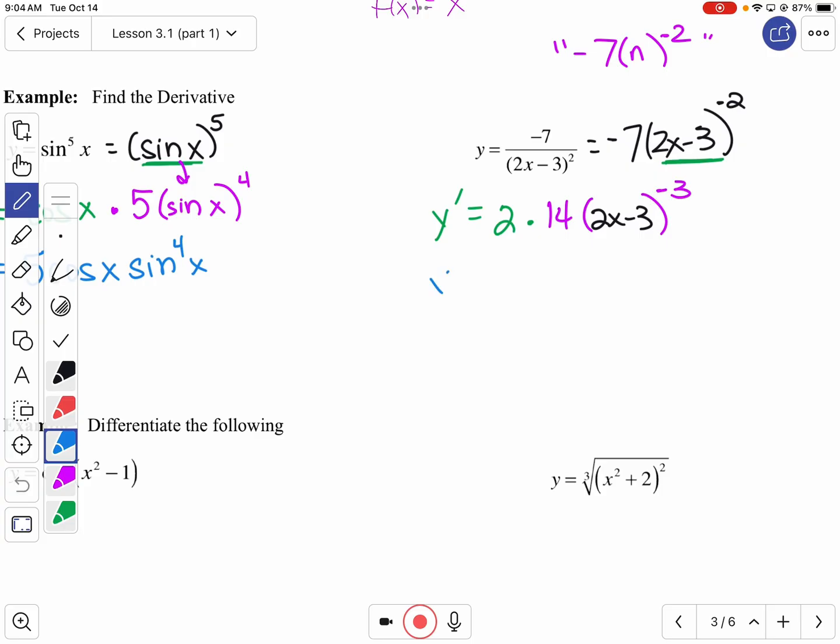Now, we want to simplify a little bit because we don't like negative exponents. 2 and 14 are just coefficients, so we can multiply those, which would be 28. And I'm going to drop that entire parenthesis to the denominator and make my exponent positive.